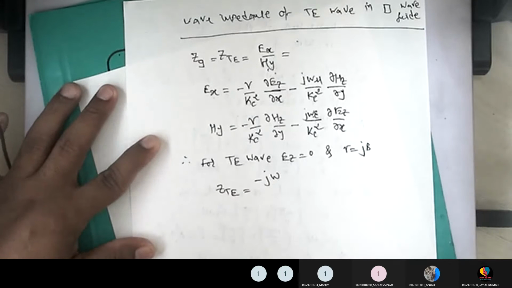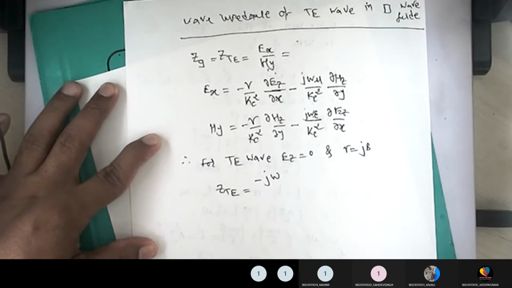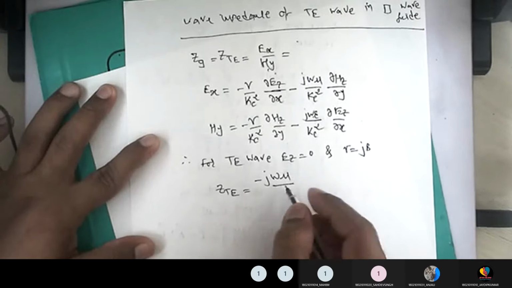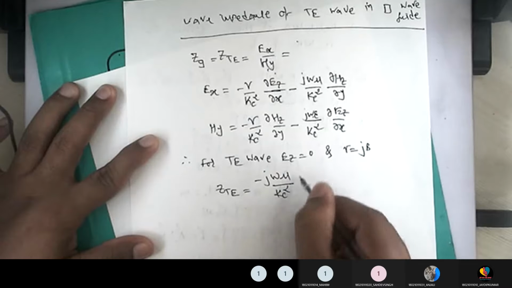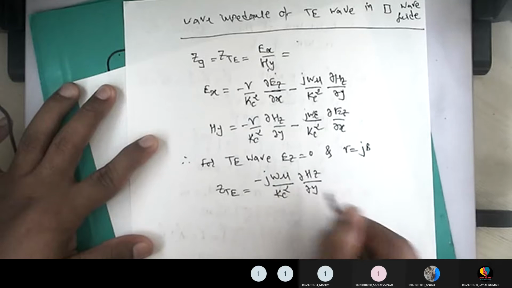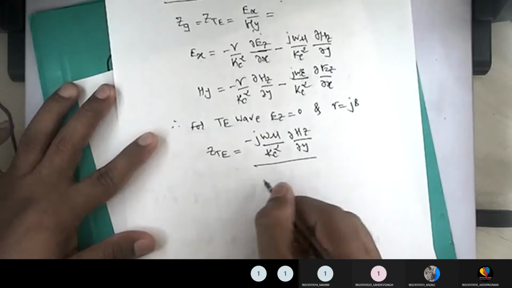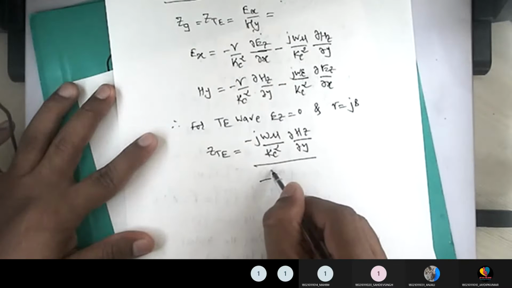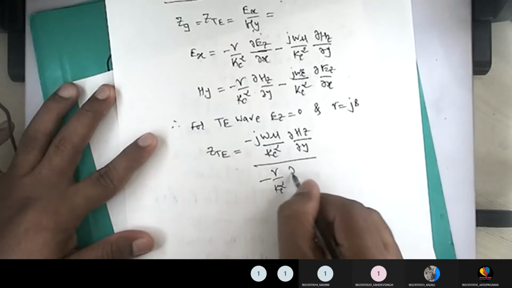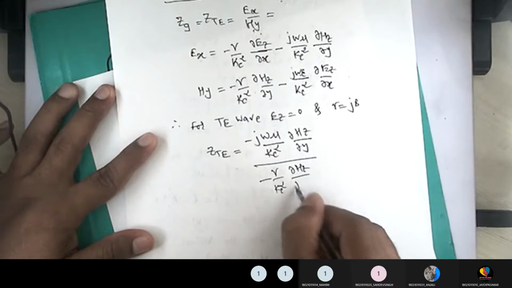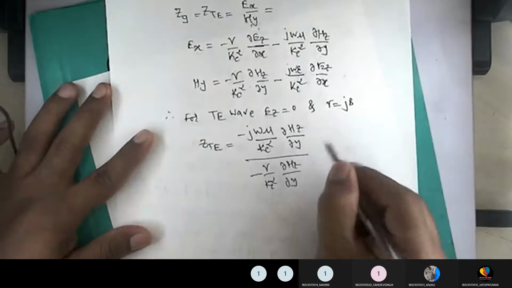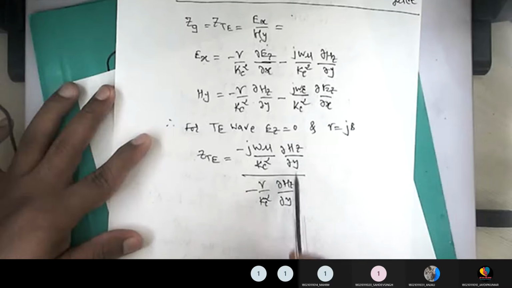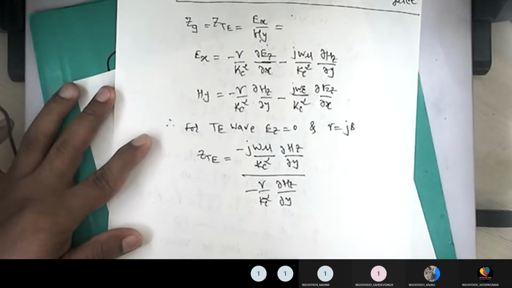So you will find that whatever EZ terms are there, you can put them directly as zero. So j omega mu by KC square del HZ by del Y in the numerator, and in the denominator, this term will be present, this term will become zero, so minus gamma by KC square del HZ by del Y. This way, the wave impedance of the TE wave in a rectangular waveguide is nothing but a ratio of the HZ functions.